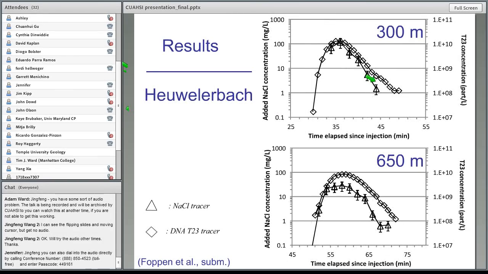So this is for the Maisbeek. This is another one for the Heulenbach, also in Luxembourg, this brook. And here you see that DNA is this one and salt is this one. And here they are quite okay, but here there is a deviation between DNA and salt.